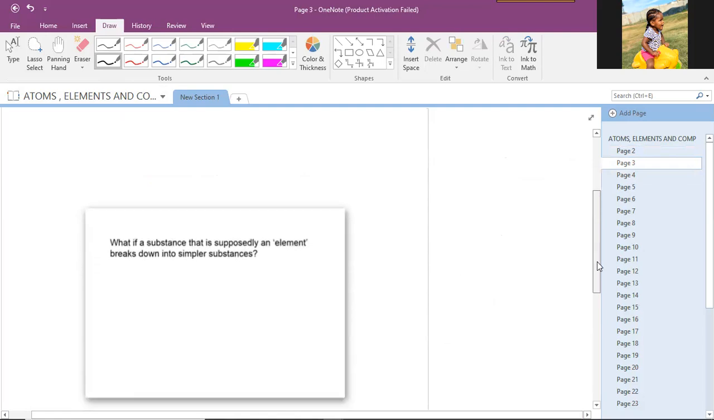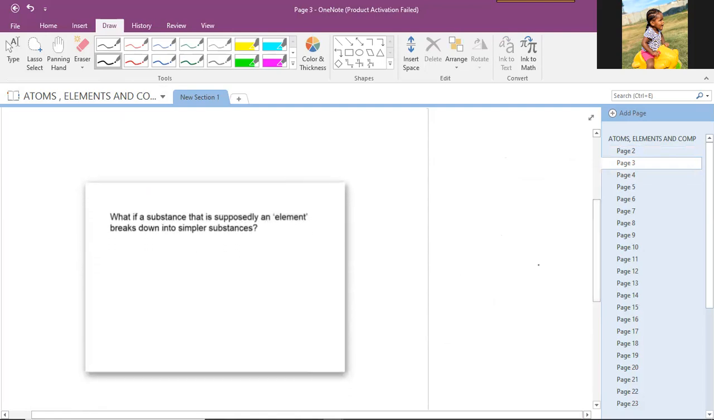Yes. All right, so remember I told you about elements. What if a substance that is supposedly an element breaks down into simpler substances? If you see something that looks like an element, but I can break it down into simpler substances, this substance is going to be called a compound. So a compound is a combination of two or more elements.